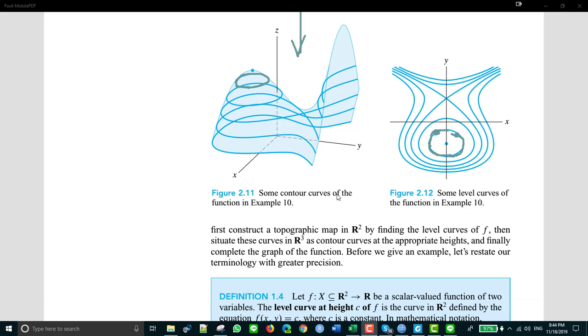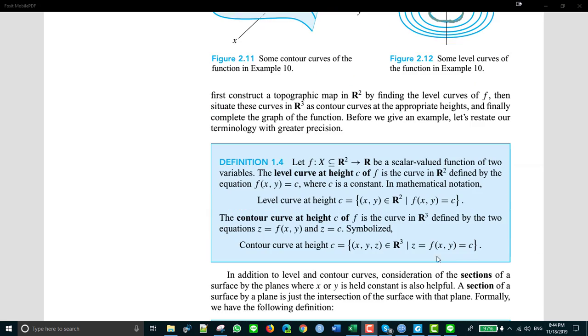Somehow you do that. Then situate these curves in R3 as contour curves at the appropriate heights, and finally complete the graph of the function. Before we give an example, let's restate our terminology with greater precision. Okay, so we have the words level curve and contour curve.